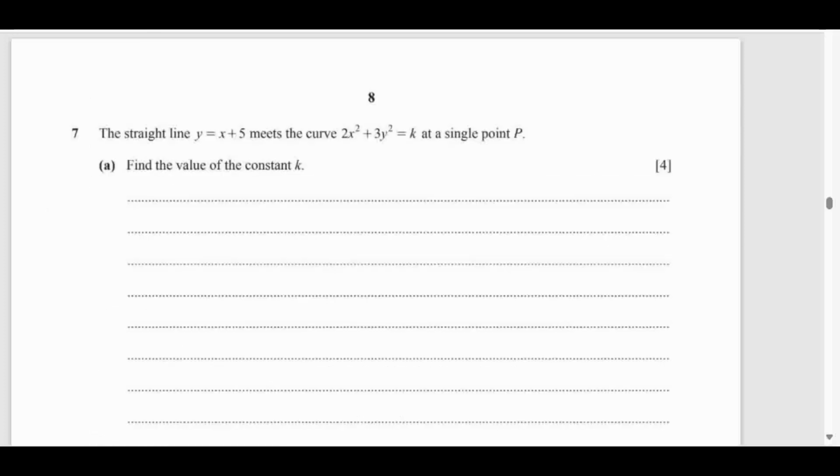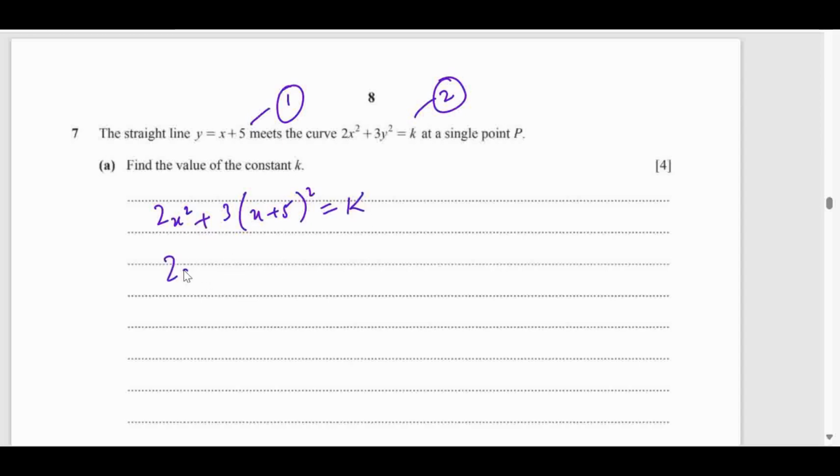The straight line y equals x plus 5 meets the curve at a single point P. Find the value of the constant k. Now we know that these two lines intersect, so how to find the corresponding values? Simply solve it simultaneously. This one is equation 1, this one is equation 2. If we put equation 1 in equation 2, we will get 2x square plus (x plus 5) whole square is equal to k.